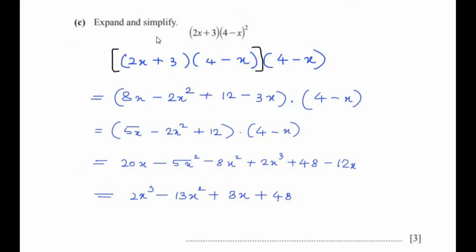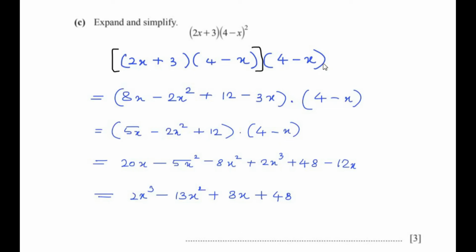Now the C part of the same question. Expand and simplify 2x plus 3 times 4 minus x the whole square. Now here the first step is just spread out the given brackets. So here we have written 2x plus 3 and 4 minus x the whole square is written 2 times. Now to simplify this, we are going to consider only the first two brackets and going to expand them. So here 2x multiplies with 4 giving us 8x. 2x multiplies with negative x giving negative 2x square. Positive 3 with 4 gives us 12. Positive 3 times negative x is negative 3x.